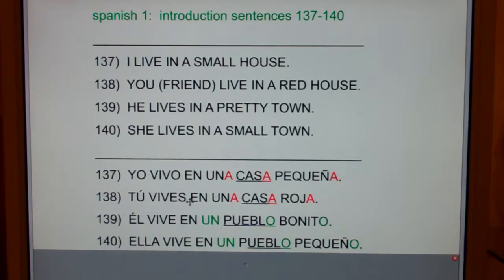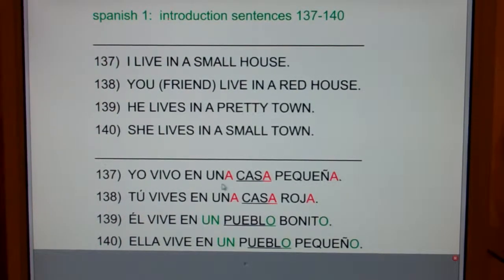Right. ER verbs ended in O, E-S, E, E-M-O-S, E-N. And again, the only difference between an ER verb like comer and an IR verb like vivir is the we form. And what's the magic chant, everybody? We keep our letter. We keep our letter. So again, you might want to check out the clip on vivir.